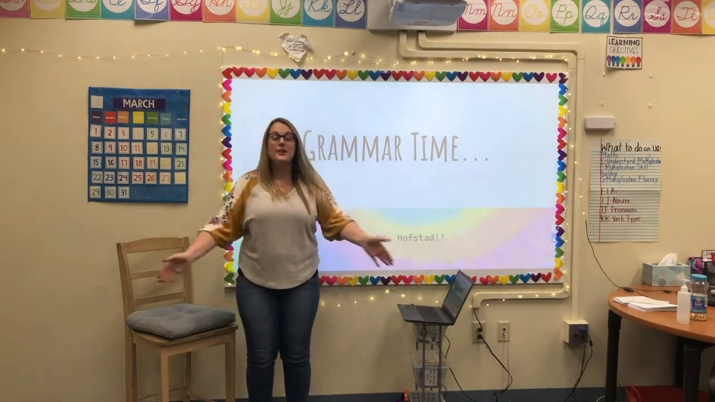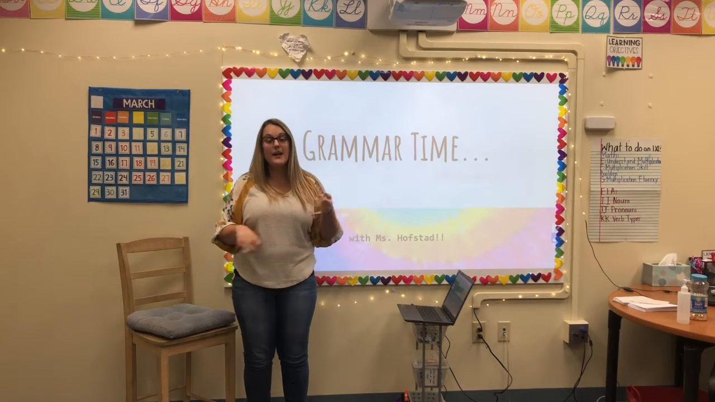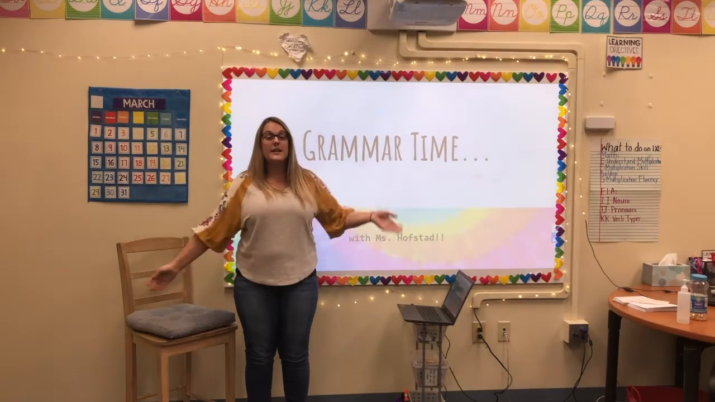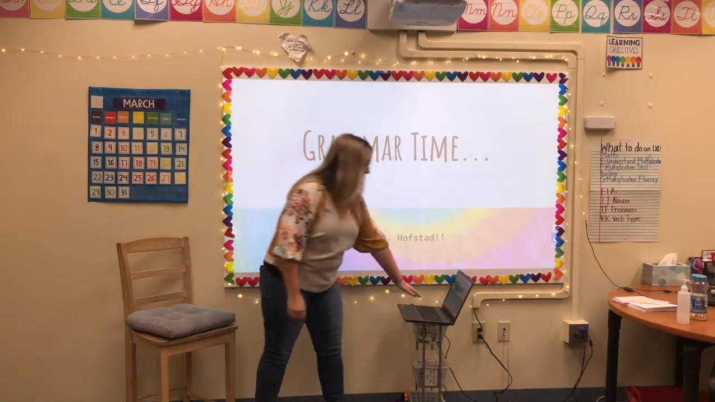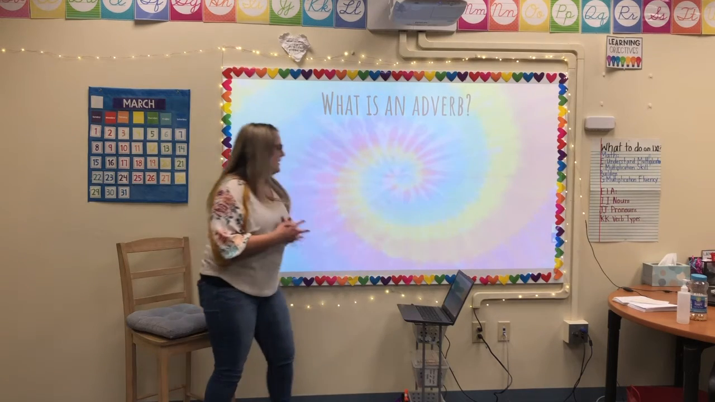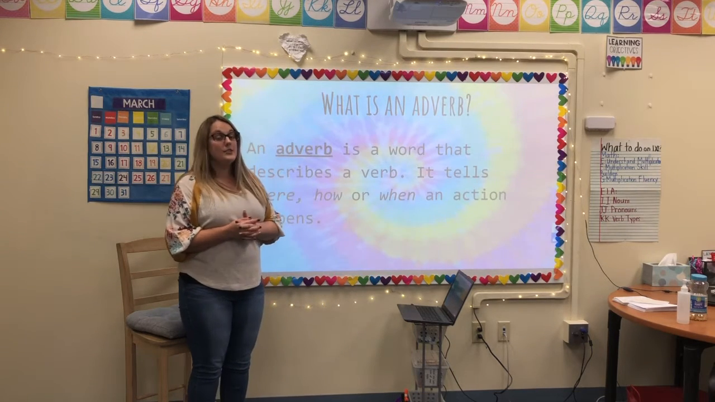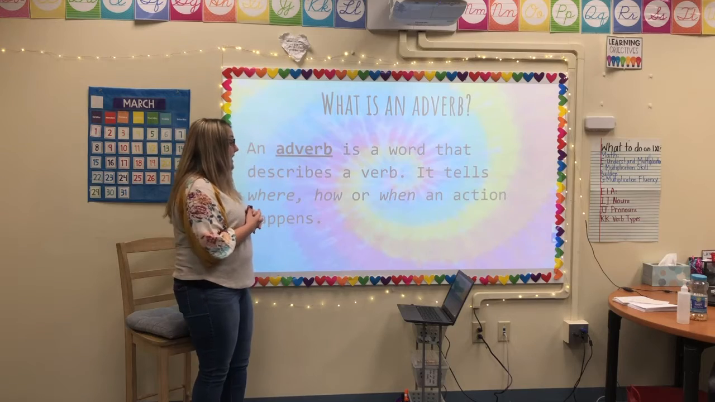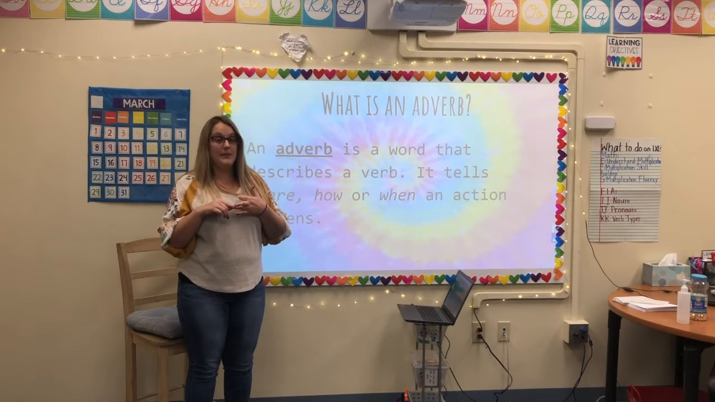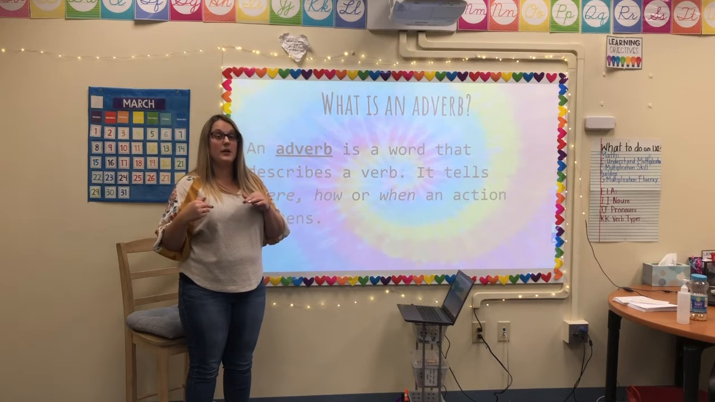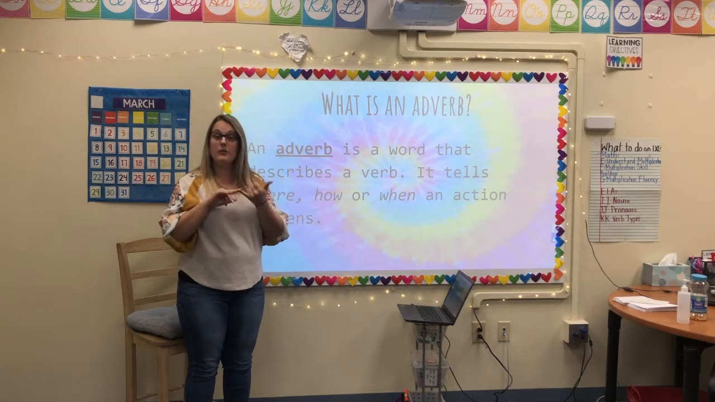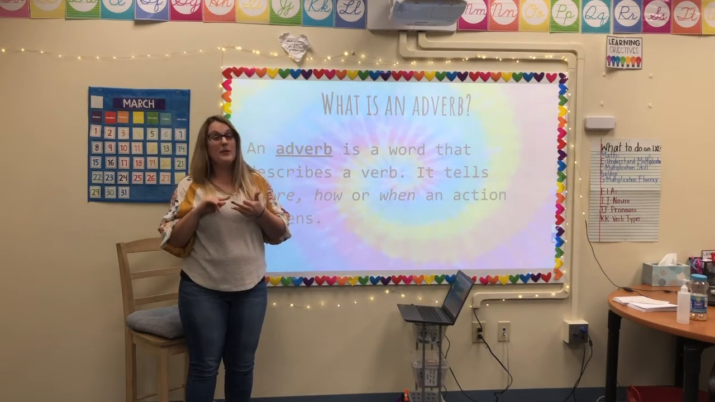So we've talked about adjectives that compare, we've talked about verbs, we've talked about irregular verbs. Now we're going to talk about adverbs. What is an adverb? An adverb is a word that describes a verb. It tells where, how, or when an action happens. Remember, a verb is an action word, so the adverb complements the verb and it tells you either where it happened, how it happened, or when it happened.